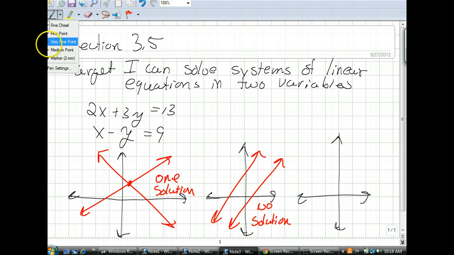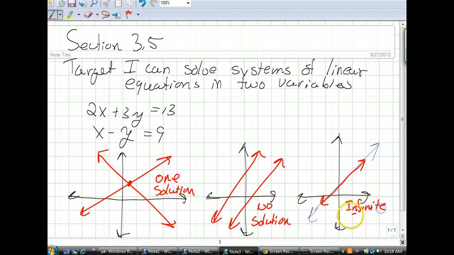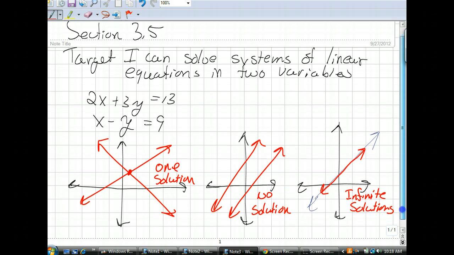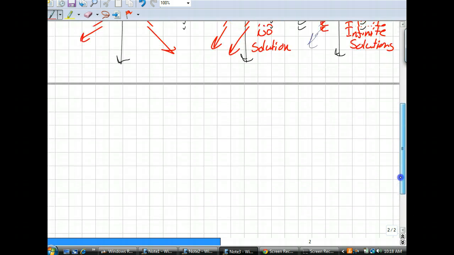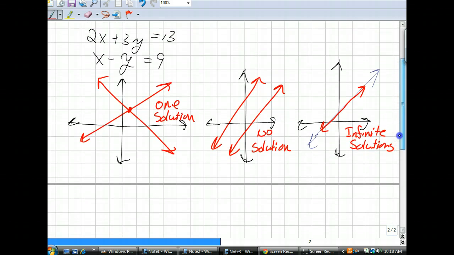And the only other possibility that could happen would be that I have this line, and then I graph the other one and it's exactly the same line. And so that would be a case of infinite solutions. So those are the only three possible things that could happen when I graph two lines on the same plane.